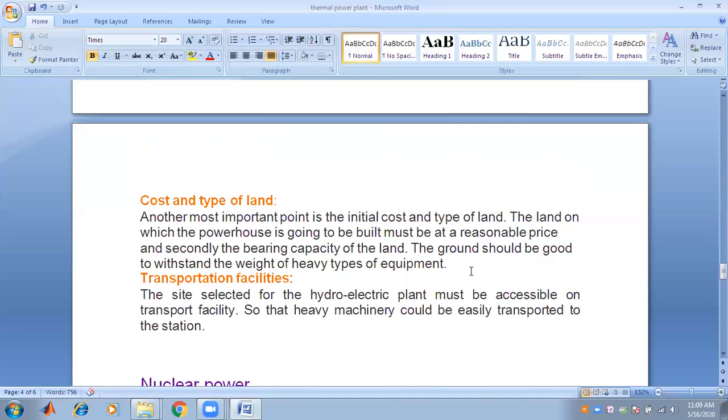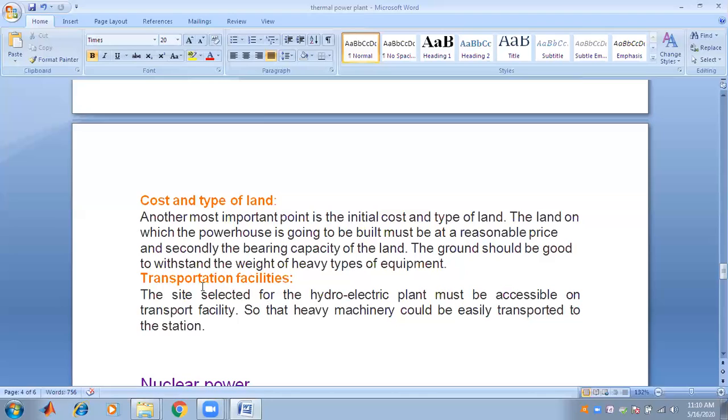So the cost of the land is the most important factor because we have to buy the land in order to develop the power plant. If the cost of the land is minimum, it will affect the generation of the power, because we have to add the cost of the land in generating the power. If it is minimum, then the generated power will be cheaper for the consumers. But the land soil must withstand the capacity of the plant because there are different types of equipment. The heavy equipment must be withstood by the soil.